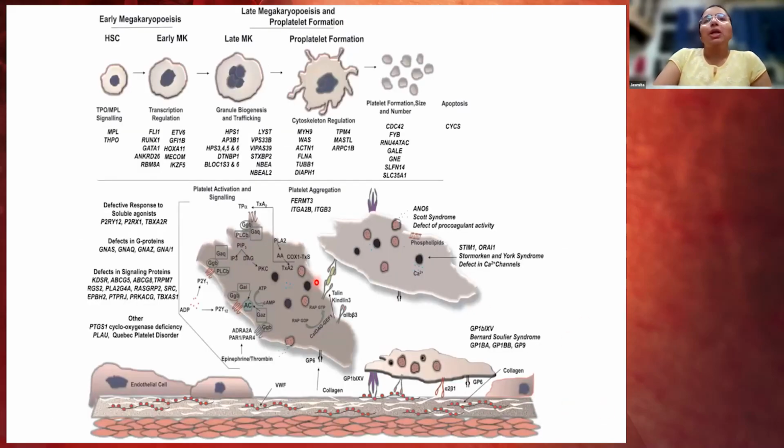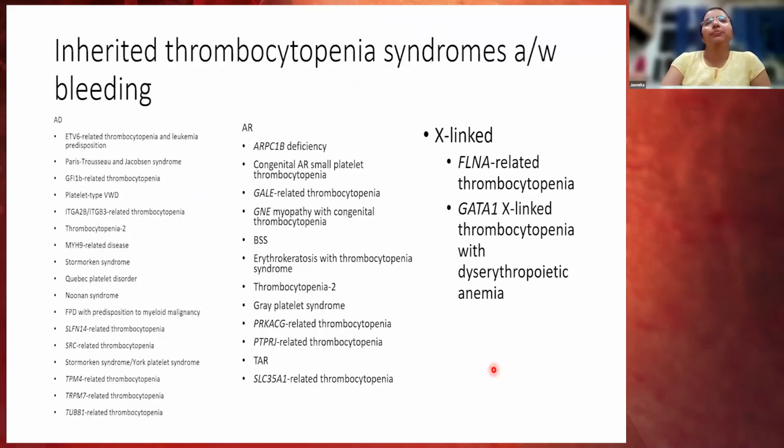So this is an overview of the number of genes that are involved for early megakaryopoiesis as well as for platelet activation, signaling, and platelet aggregation. And therefore, we can understand the sheer number of disorders which can affect platelet numbers or which can affect platelet function. And for the lecture today, we primarily concentrate on the inherited disorders and not the acquired ones.